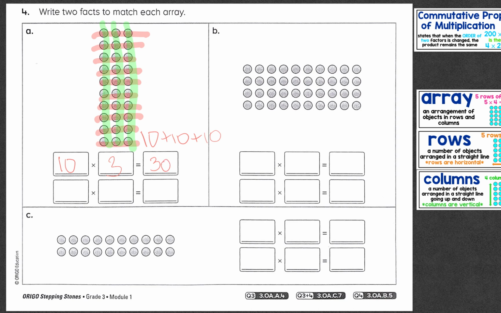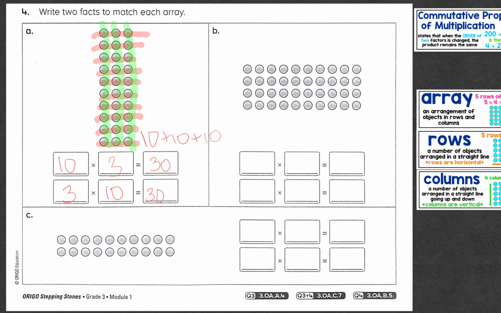Now, we're writing two facts to match each array. We are going to have the same exact product, so I can just drop that 30 down into this box because it needs to match no matter what. The only thing that we're looking at differently is I first thought of 10 groups of 3 or 10 rows of 3, but now I can flip-flop that thinking and think 3 columns of 10. Either way, I'm going to get the same product.